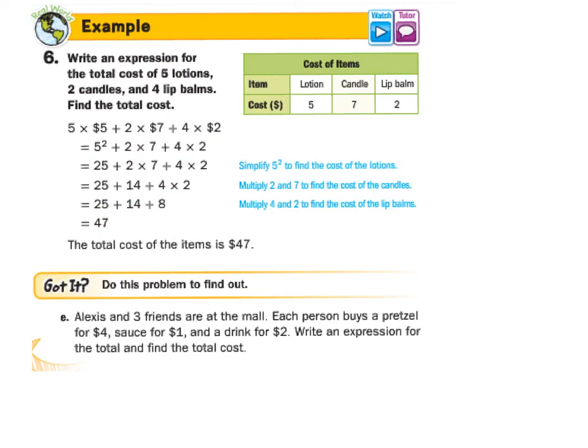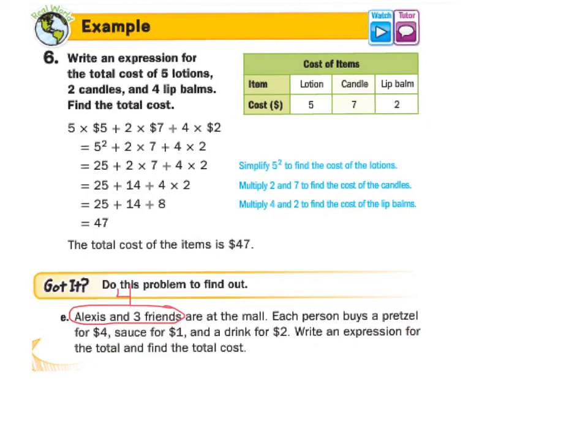So let's try this one. We have Alexis and her 3 friends. So remember right there, don't get lost and think it's only 3. We're talking about 4 people here at the mall. Each person then buys a pretzel for $4, sauce for $1, and a drink for $2.